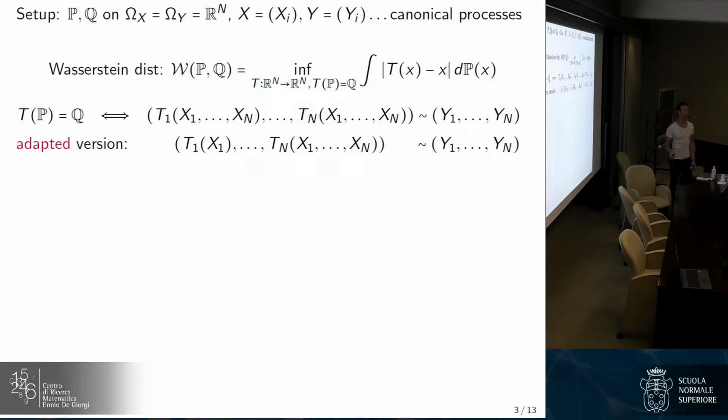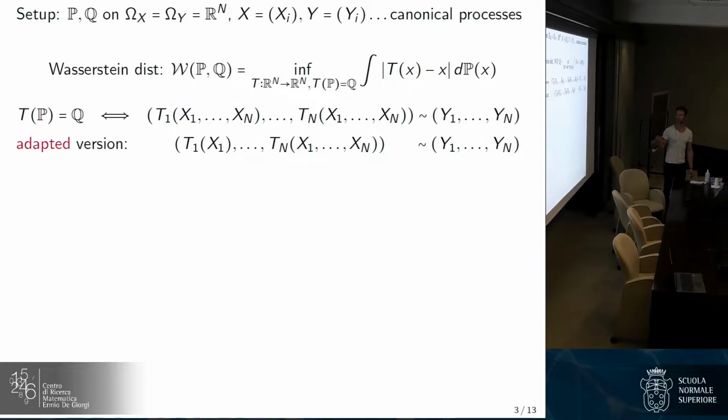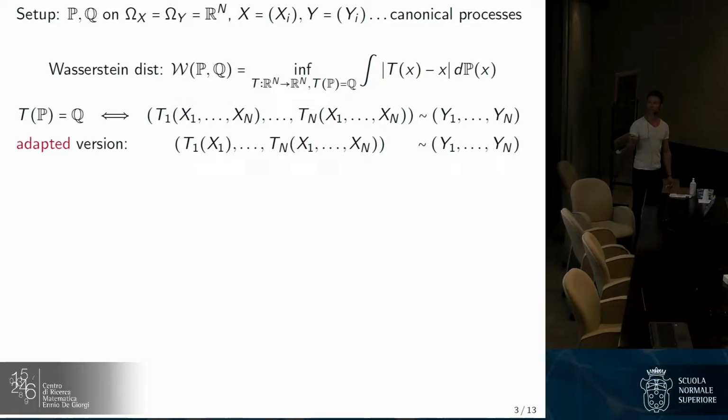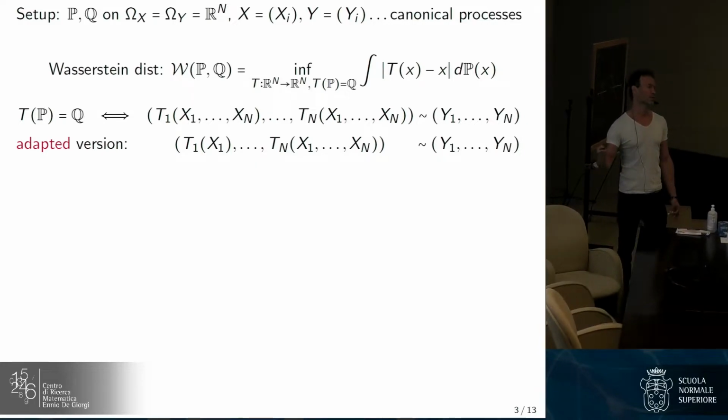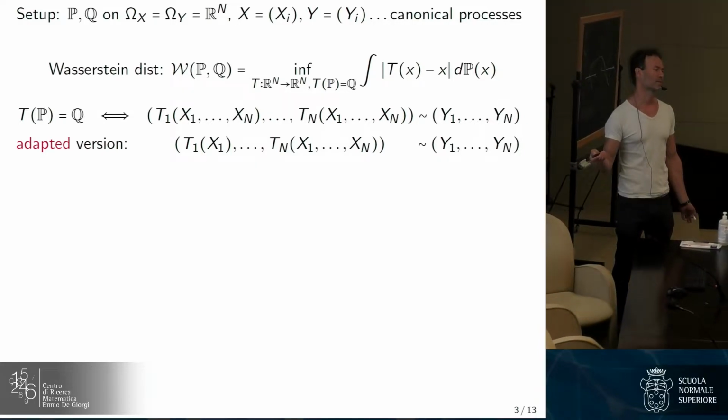So what you want to look at maybe is an adapted version of this Wasserstein distance, where if you calculate the first coordinate of your mapping, you're allowed to use only the first coordinate of the X process.